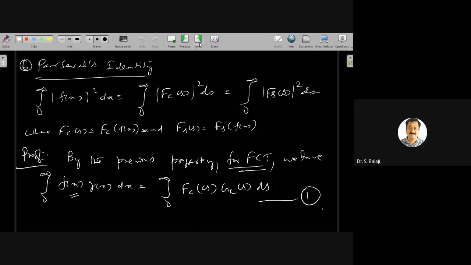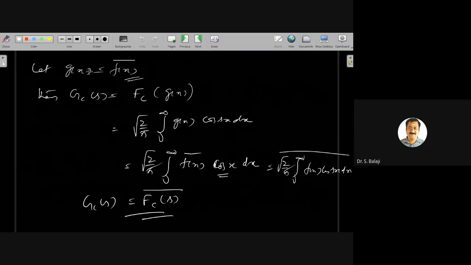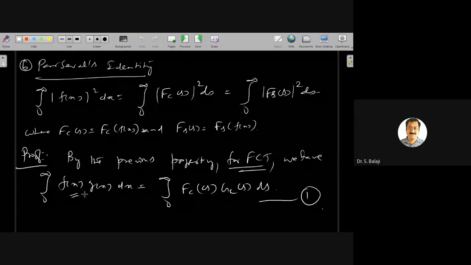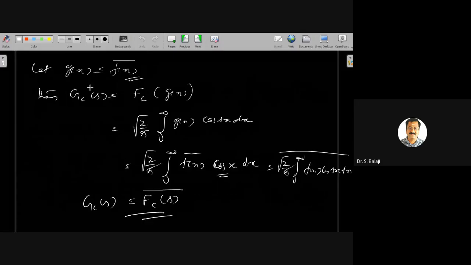Let us take g(x) as the conjugate of f(x). G(x) is equal to f(x) bar. You have to prove that gc(s) is equal to fc(s) whole bar. Let us take g(x) equal to f(x) whole bar. We are taking the bar in this integral.